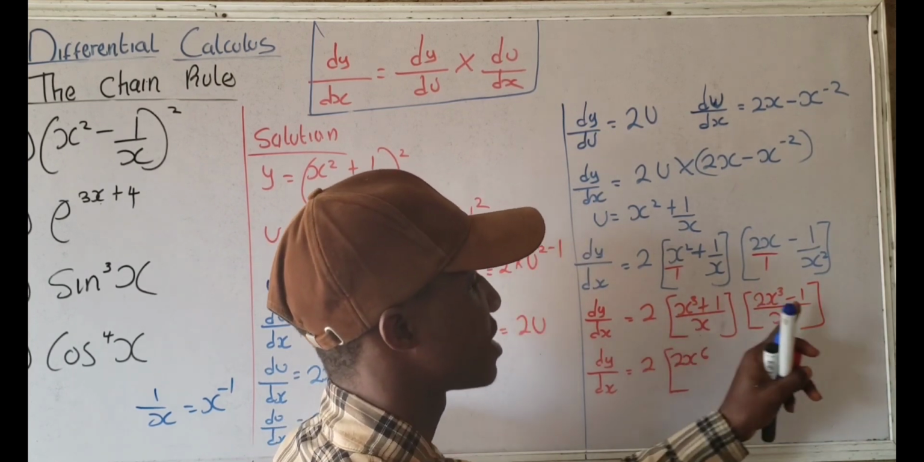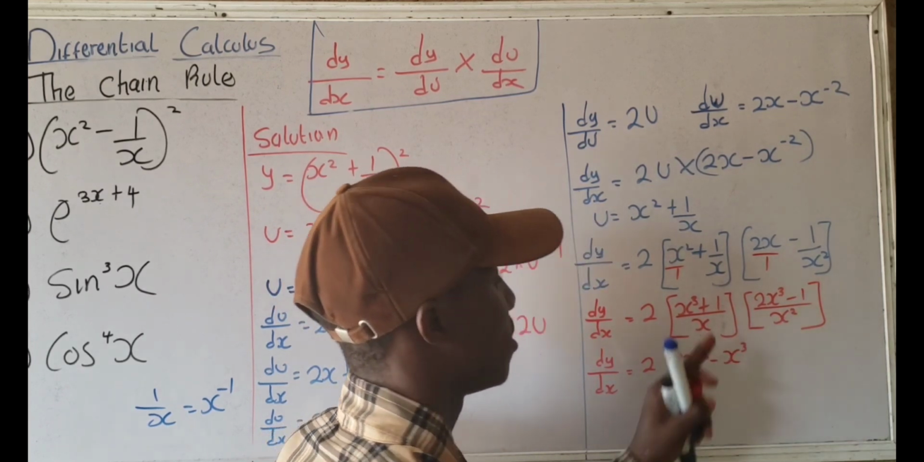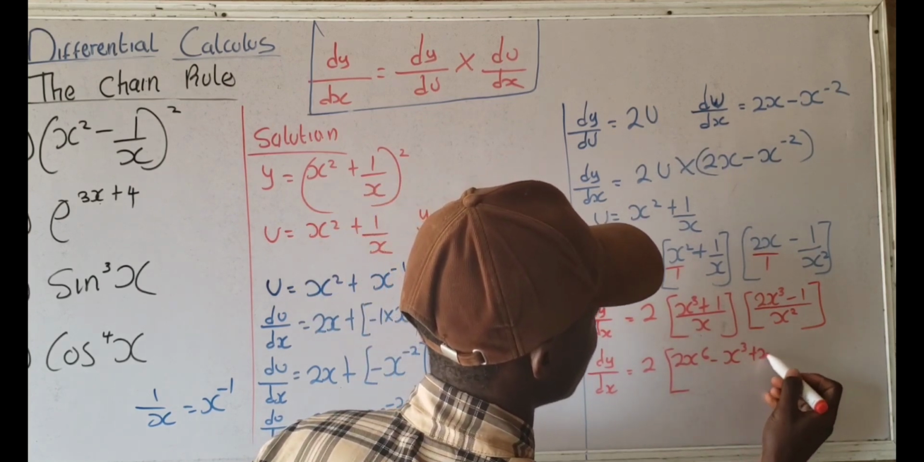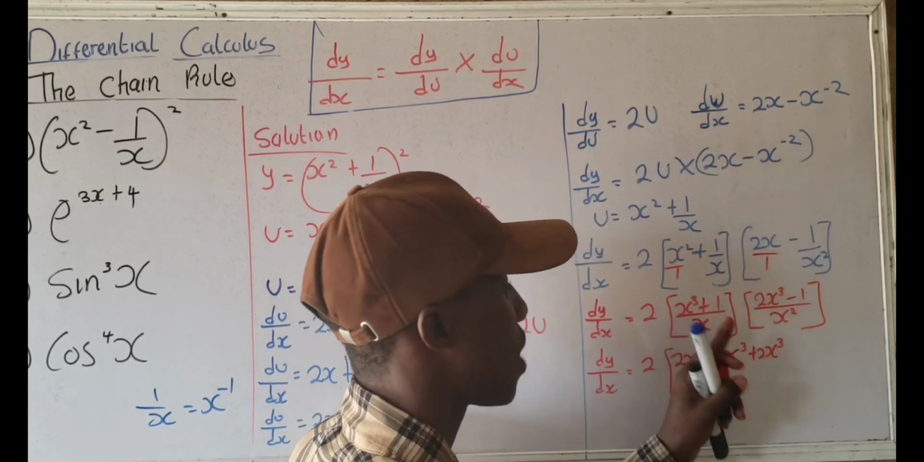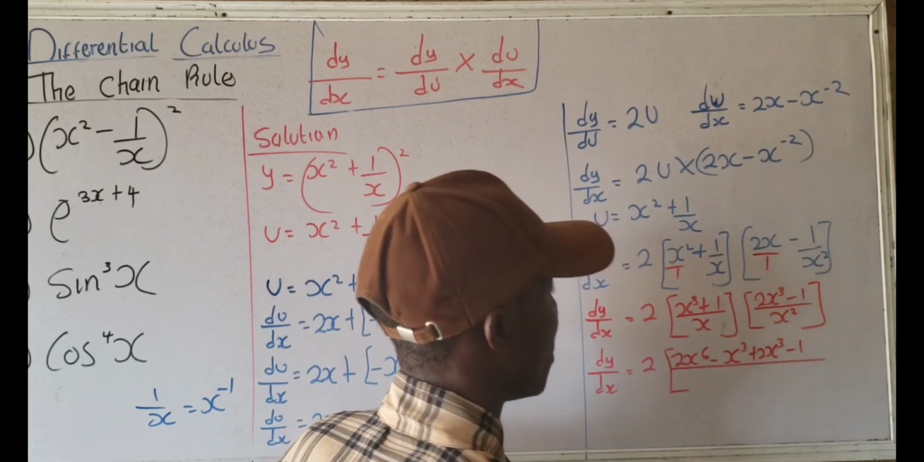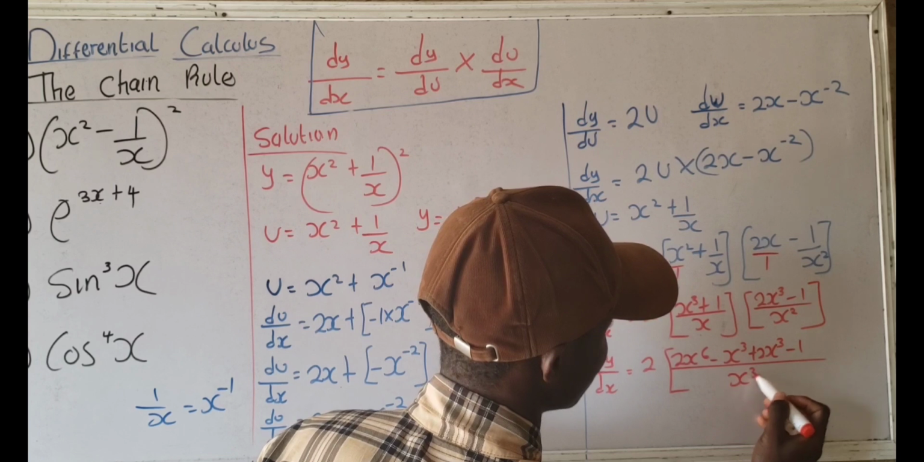x cubed times negative 1, that is what? Negative x cubed. Plus 1 times 2x cubed, that is what? Plus 2x cubed. Plus 1 times negative 1, that is what? Negative 1. This all over x times x squared, that is what? x raised to the power of 3.